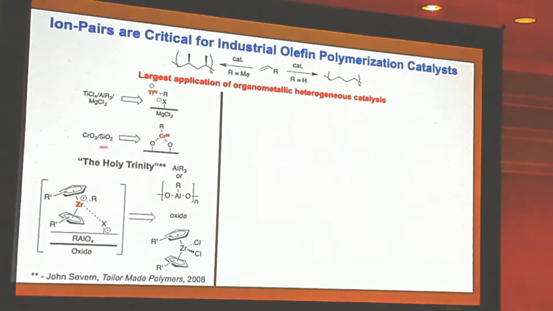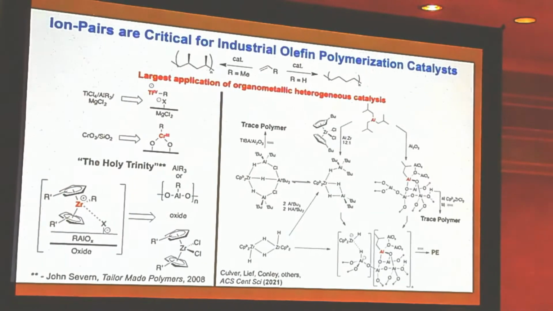And this holy trinity, so that's from John Severn's book, Tailor-Made Polymers. The holy trinity, if you're into French cooking, is onions, carrots, and celery. And if you're into olefin polymerization, your holy trinity is MAO or alkyl aluminum, an oxide, and a metallocene. Okay? So these three systems are available industrially. We've spent a lot of time looking at how one of these particular holy trinity systems operates. This is in collaboration with Chevron Phillips.